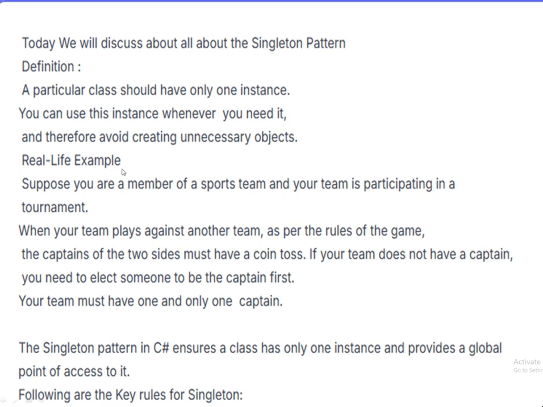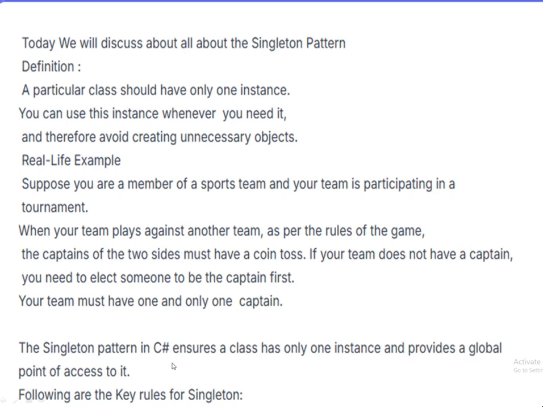Real-life example. Suppose you are a member of a sports team and your team is participating in a tournament. When your team plays against another team, as per the rules of the game, the captains of the two sides must have a coin toss. If your team does not have a captain, you need to elect someone to be the captain first. Your team must have one and only one captain.